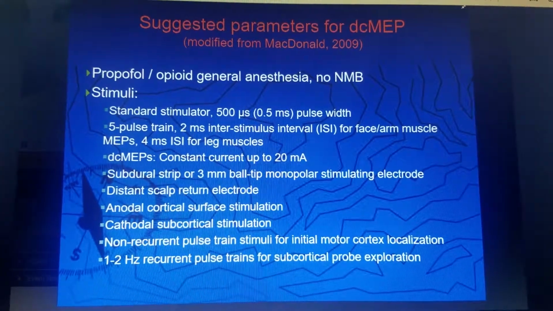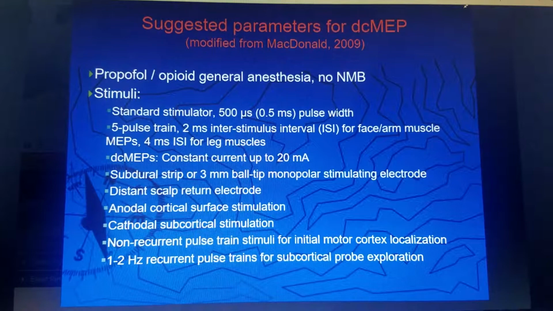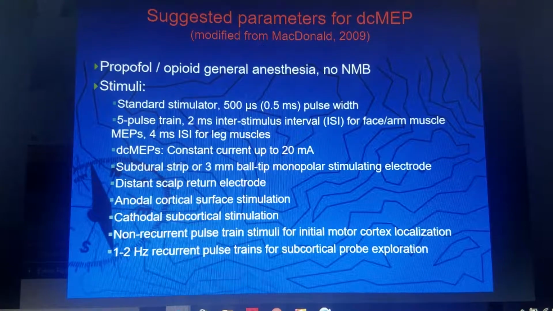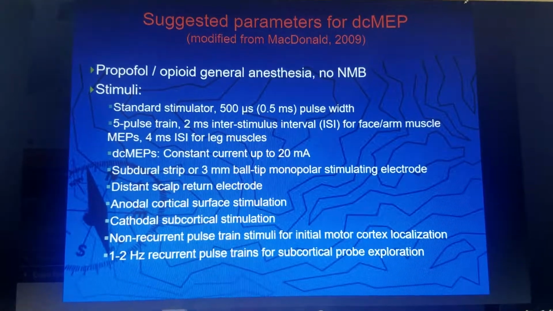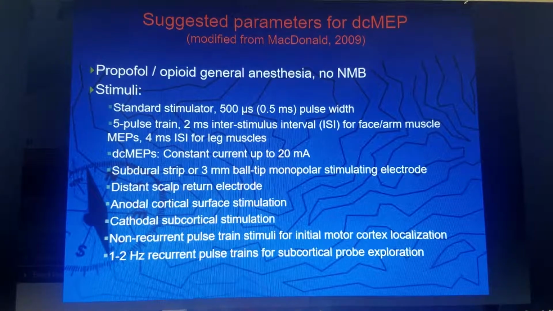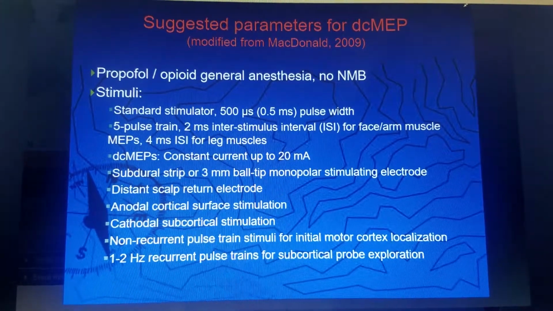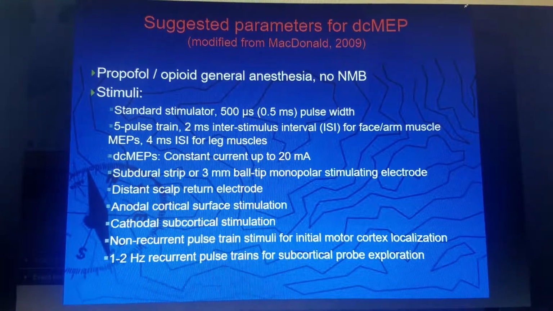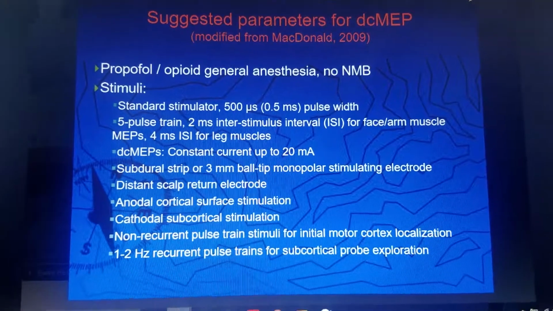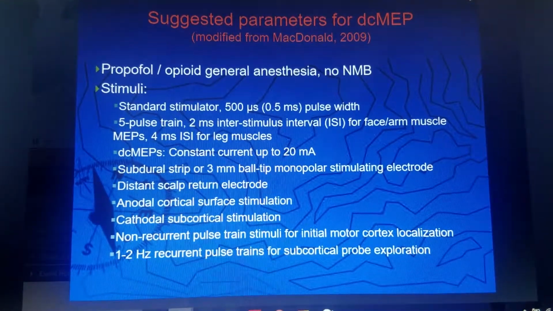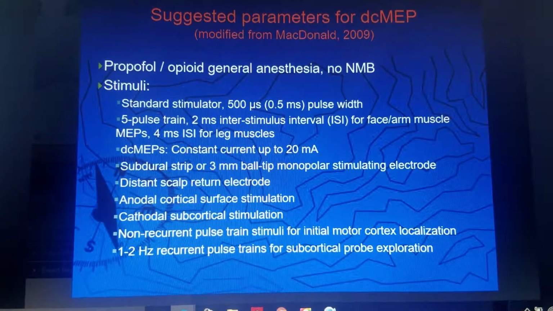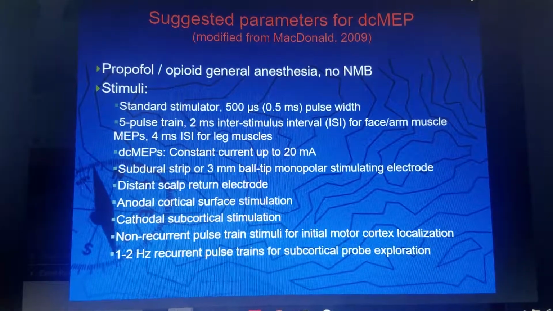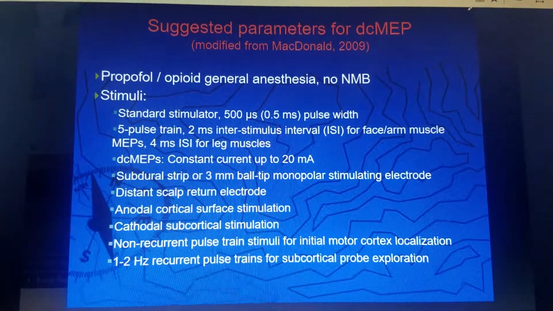The stimulation now can be done with a standard stimulator. Cadwell ES9 will allow you to deliver trains of pulses at longer pulse widths, like half a millisecond, and use sort of typical pulse trains, 5 pulses at 2, 3, or 4 milliseconds ISI, up to as much as 20 milliamps. Usually you need less than that if your electrode's in the right place. You can stimulate either through the subdural strip or a ball tip. Ball tip is maybe better for mapping. The subdural strip is better for continuous monitoring. A return electrode somewhere else.